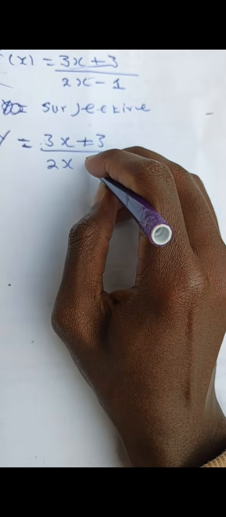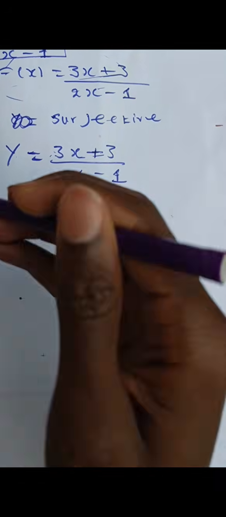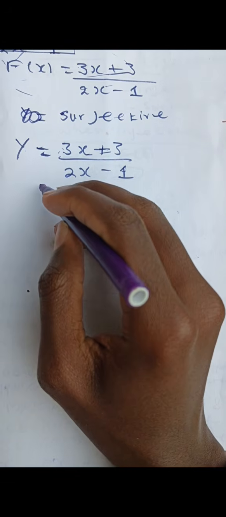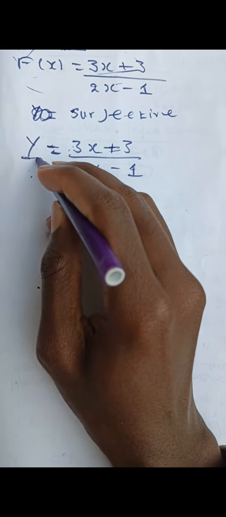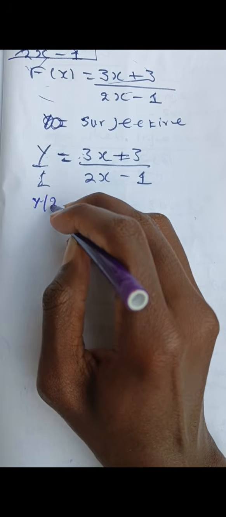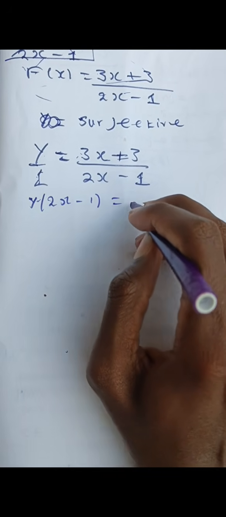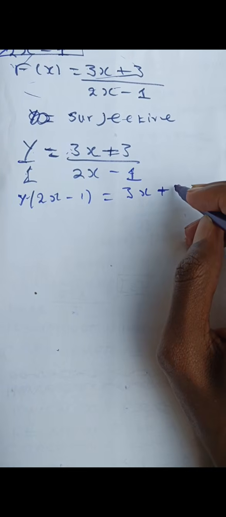You may be watching this video and you don't know how to find the inverse in a situation where you have this kind of equation. Sometimes they ask you a question, find the inverse of this, especially on composite functions. They like doing that. Okay, so we are going to cross multiply. We have y times 2x minus 1 is equal to 3x plus 3.